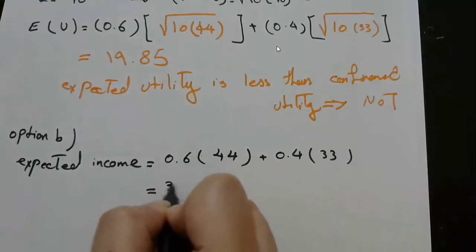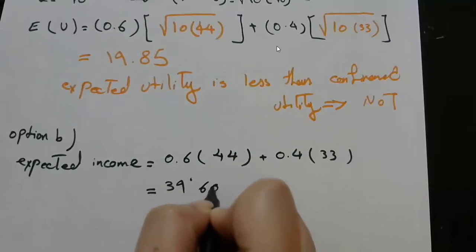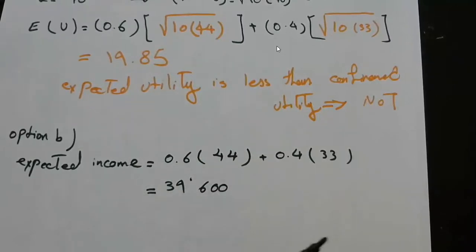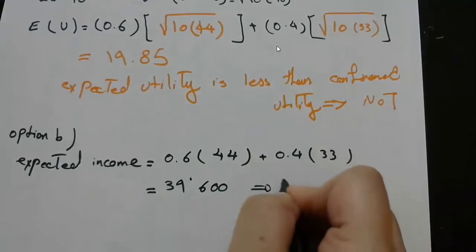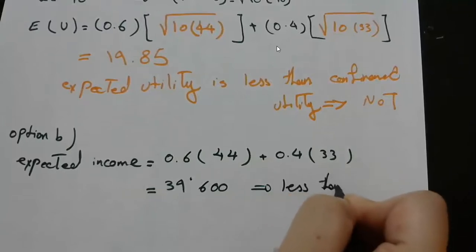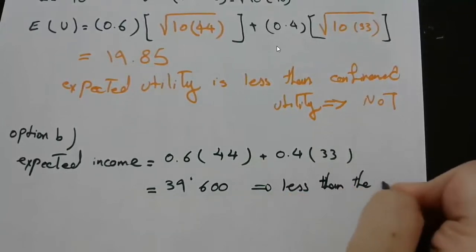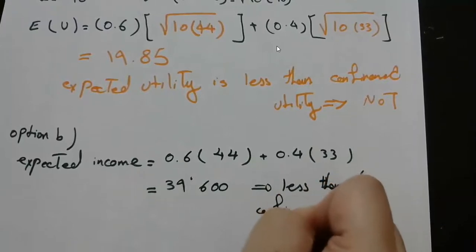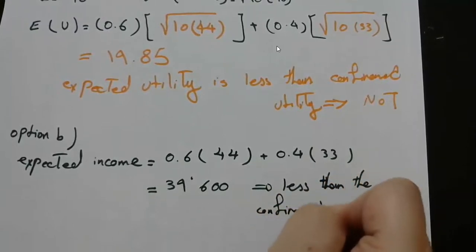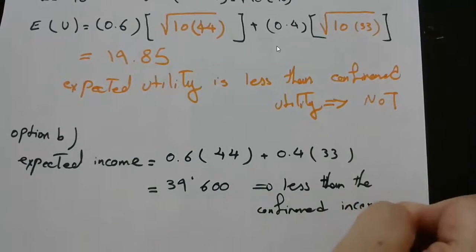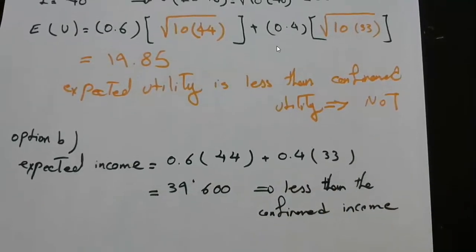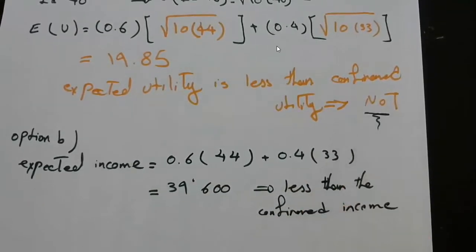You should be like this. This is 39,600. So it's the expected income. So again, the expected income is less than the confirmed income. So that's why, again, it is another way to just say that the person should not take the job.